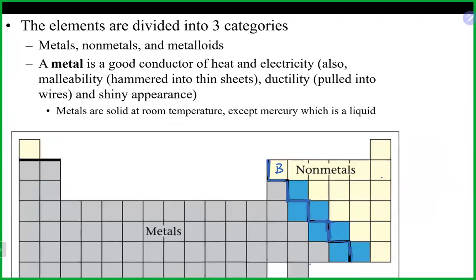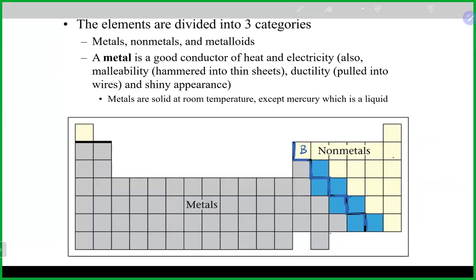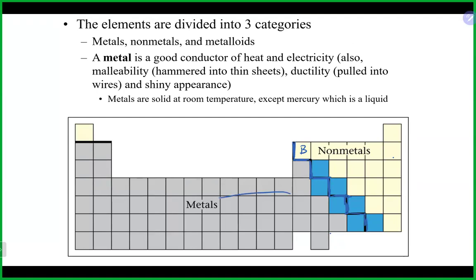But that little staircase, to the left of the staircase are metals. Also, the 2 rows on the bottom are also metals. To the upper right of that staircase are nonmetals. And on the staircase are metalloids, or sometimes referred to as semi-metals. And those are the three sort of groups of elements. What is a metal? A metal is a good conductor of heat and electricity.